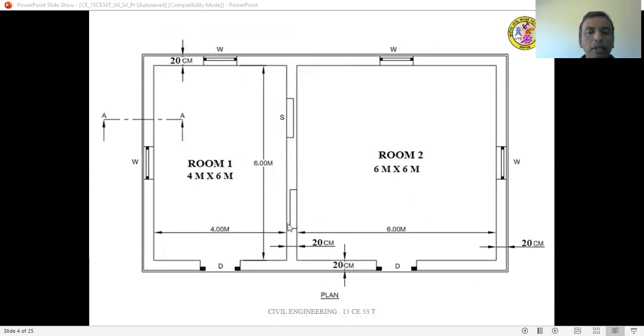Next one. This is the plan of the building. The drawing shows the different details. The first one shows room number one. The dimension of the room is 4 by 6 meter. 4 is horizontal, 6 is vertical, and room number two dimension is 6 meter by 6 meter. The thickness of all the walls is given as 20 centimeter.